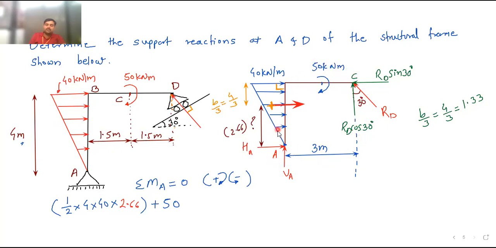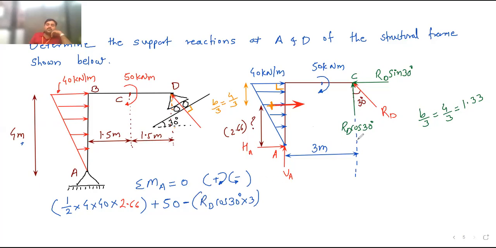It is RD cos 30 into 3. So RD is moving upward, so it will rotate in the anti-clockwise direction, negative, minus.